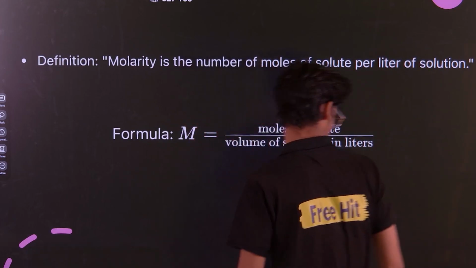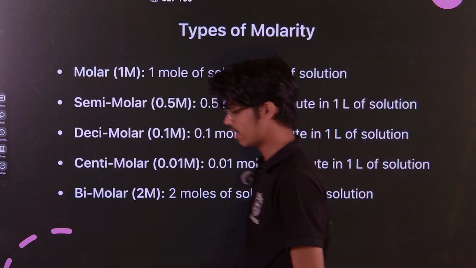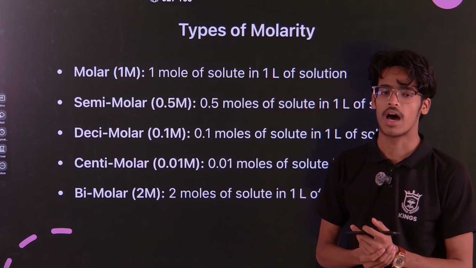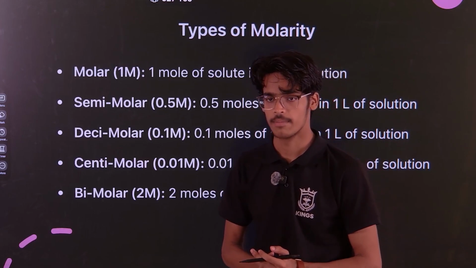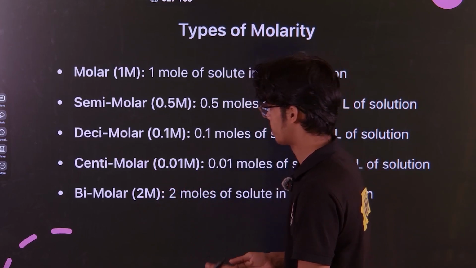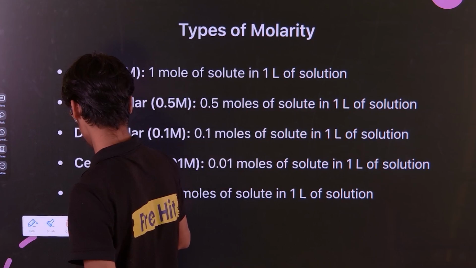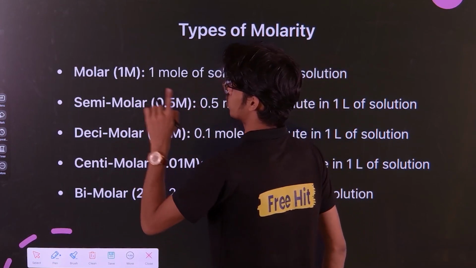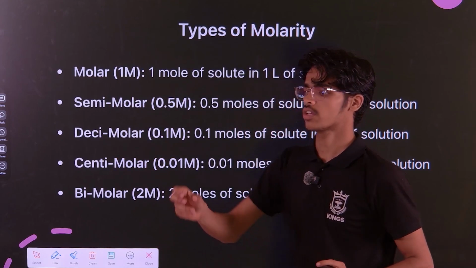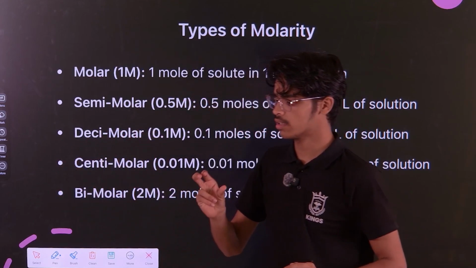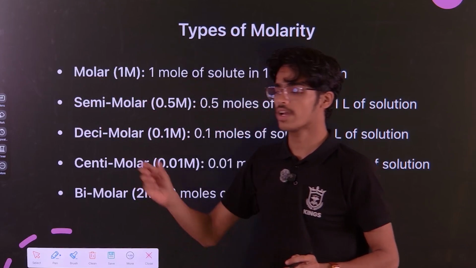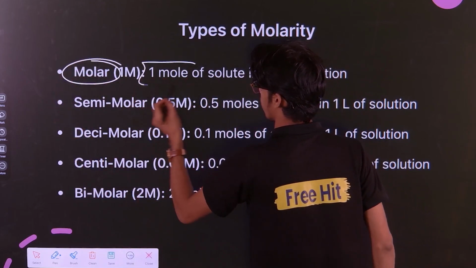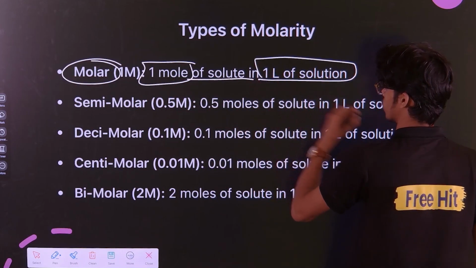Let's go on to the next slide. Most of the time, in questions they are going to use unfamiliar words. For example, when they say 1 molar solution of a substance, 1 molar solution of salt, 1 molar solution of K2CO3, 1 molar solution of HCl, it means they are telling you there is only 1 mole of the solute in 1 liter of the solution.